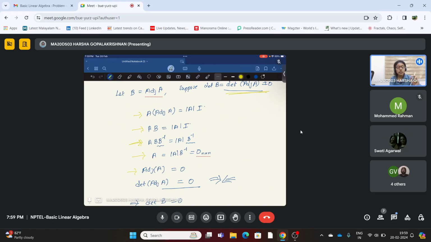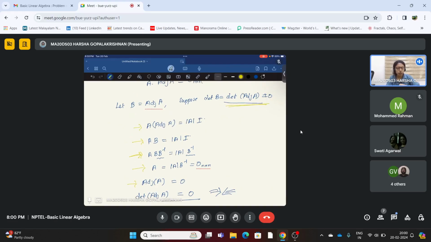So adjoint of A is a 0 matrix means its determinant should be 0. For a 0 matrix, its determinant is 0, correct? But it is a contradiction because we started with the determinant being non-zero from the beginning, but we are getting determinant is 0. So this is a contradiction. So we can say determinant of adjoint of A should be equal to 0.